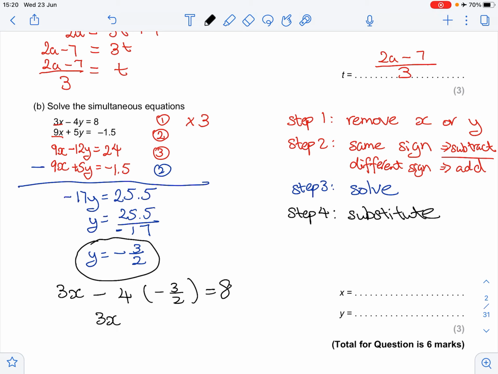Now solve our equation. So 3x, and minus 4 multiplied by minus 3 over 2. Type into your calculator, you should get 6. So minus times a minus becomes a positive. So 3x plus 6 equals 8. Therefore 3x is equal to 2 and x is equal to 2/3. So x is equal to 2/3 and y is equal to minus 3 over 2.